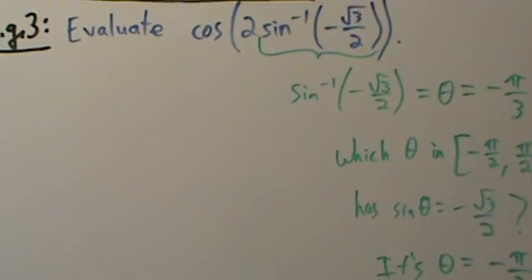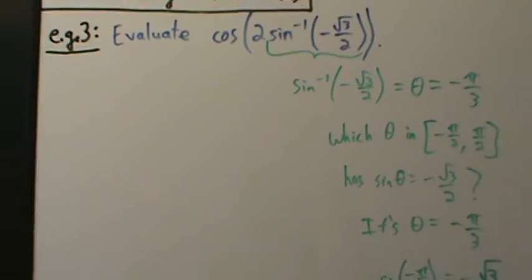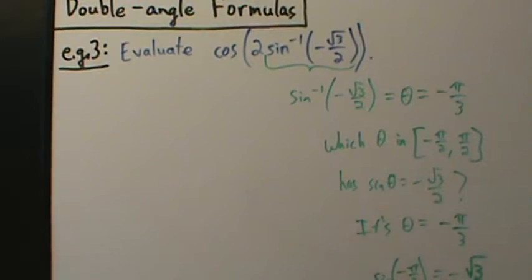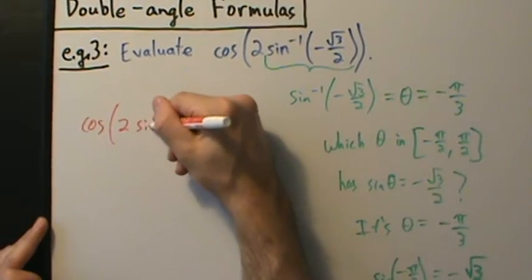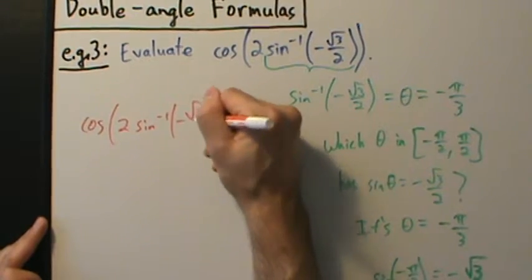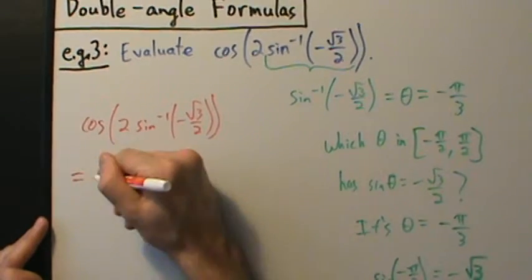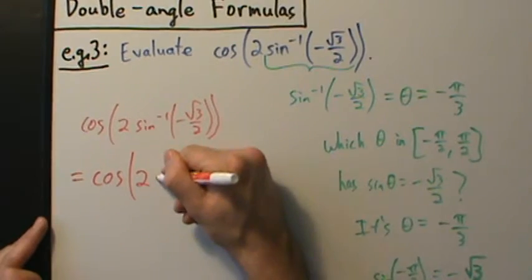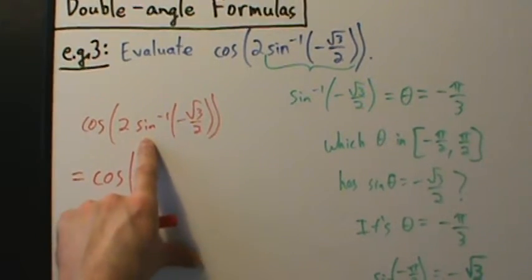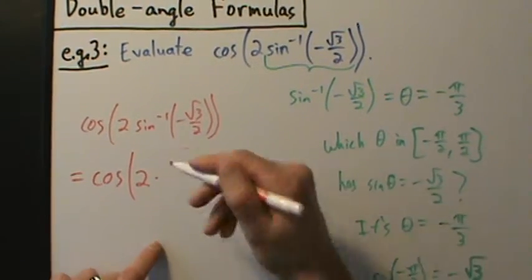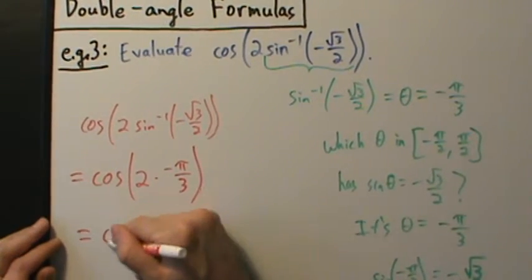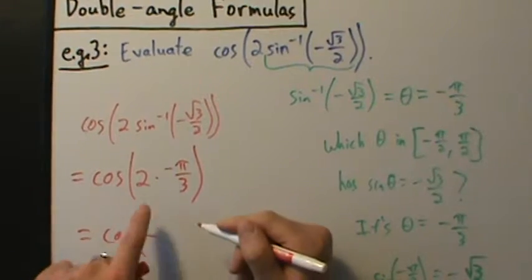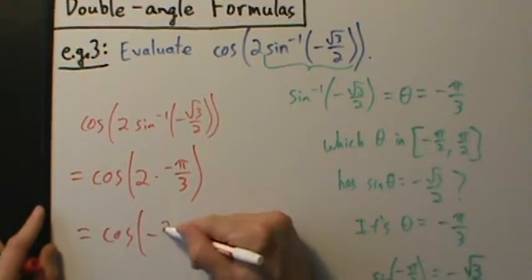If we go back to evaluating this expression, what we have is cosine of 2 times the inverse sine of negative root 3 over 2 equals cosine of 2 times, and the inverse sine of negative root 3 over 2 we just found out is negative pi over 3. So that's 2 times negative pi over 3. So this is cosine of negative 2 pi over 3.